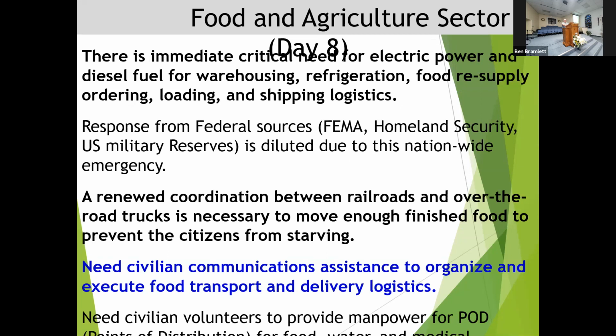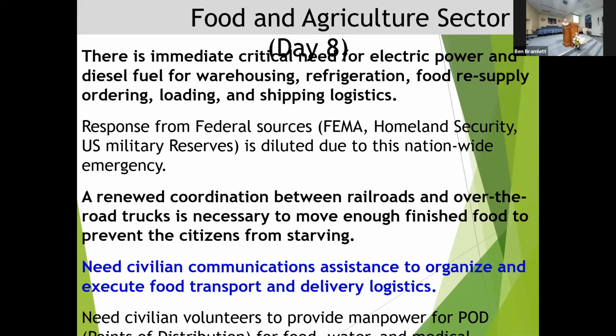Loading, shipping, logistics, which requires tons of communication. All of the response from the federal government is diluted because this is now a nationwide problem. The greatest majority of the country is affected by this. Most of the time when you have a disaster somewhere, help pours in from all points of the compass. That ain't going to happen now because everybody's got their plate full.